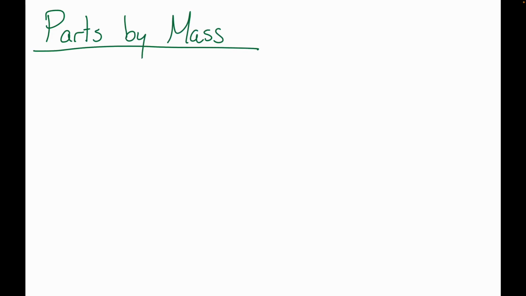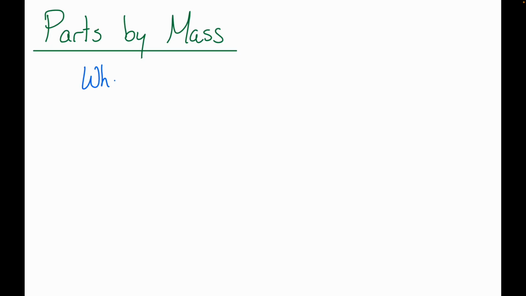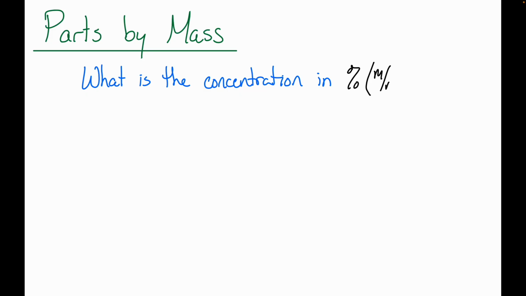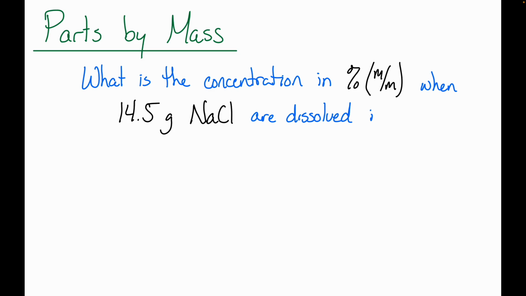So let's use these definitions here. What is the concentration in percent m over m when 14.5 grams of NaCl are dissolved into 53 grams solution.